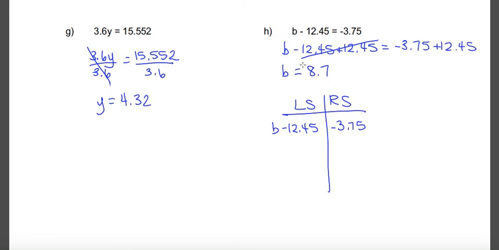I'm going to substitute the value that I found for b into my equation on the left-hand side. So I have 8.7 take away 12.45. And I'm going to use my calculator to calculate that. So 8.7 take away 12.45 is equal to negative 3.75. The left side equals the right side, which is what I want. So therefore, I can say with certainty that b is equal to 8.7.